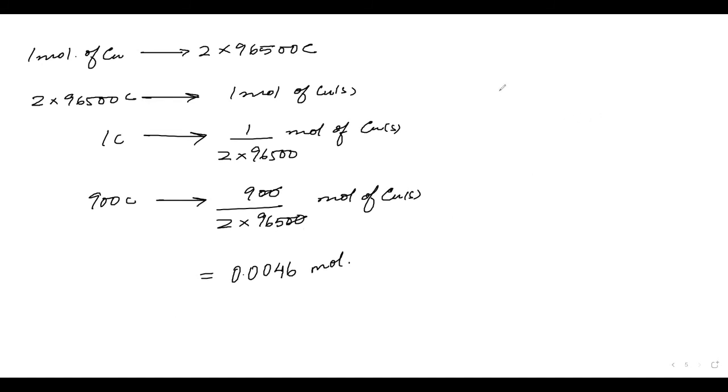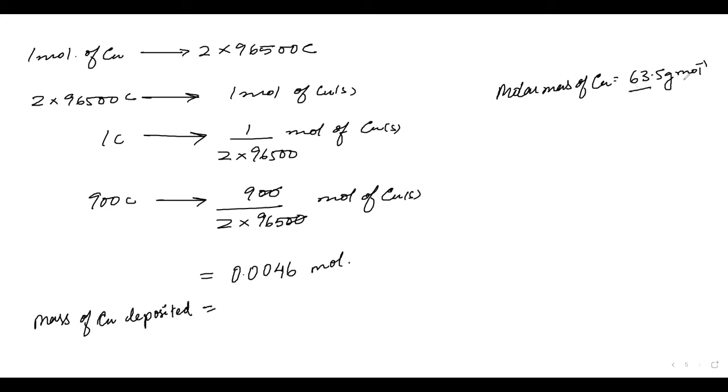Now calculate. I have given you the molar mass of Cu is equal to 63.5 grams per mole. Now calculate the mass of copper deposited. You have the number of moles and the molar mass. So mass deposited will be 0.0046 mole into 63.5 grams per mole. The mole will cancel and we will get the answer in grams. What answer do you get? 0.292 grams, approximately. Yes, that is correct.